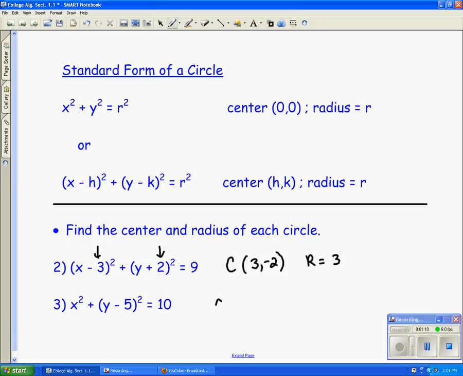In the next problem, since there is no parenthesis and there's nothing there, the x coordinate of the center is 0, and then we do the opposite for the y, so the center is (0, 5), and our radius is going to be the square root of 10, which doesn't simplify.